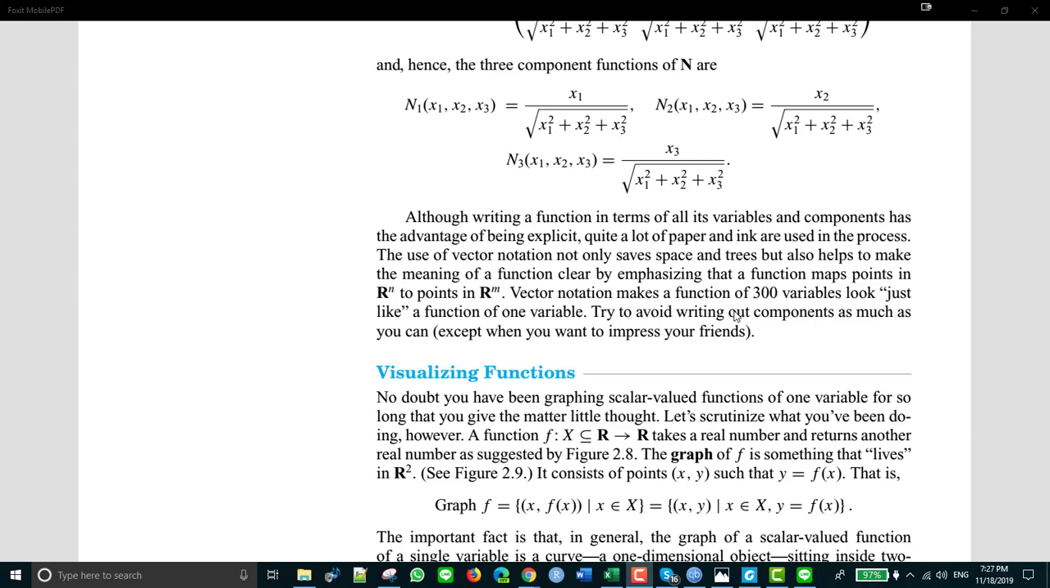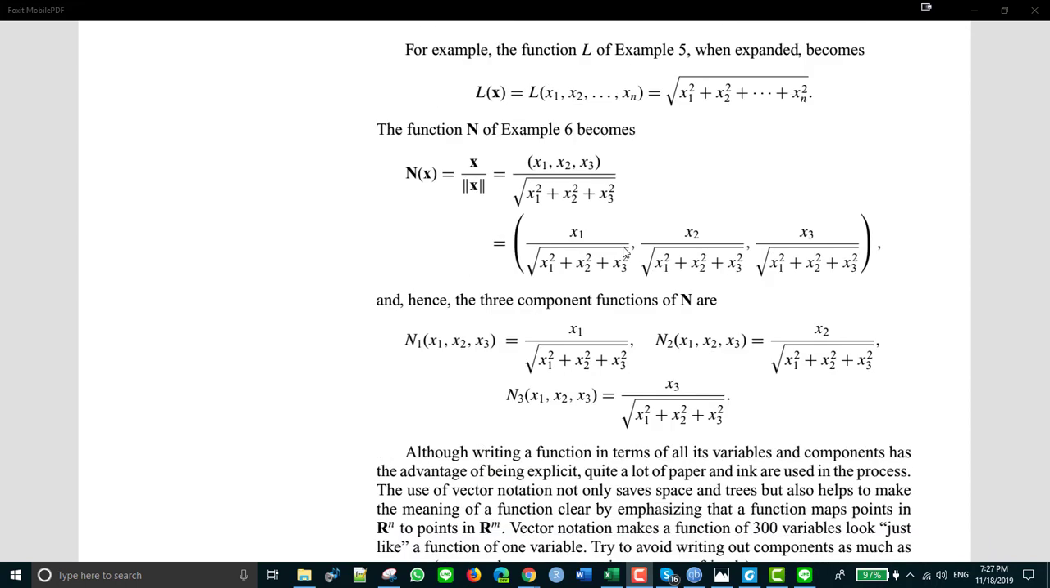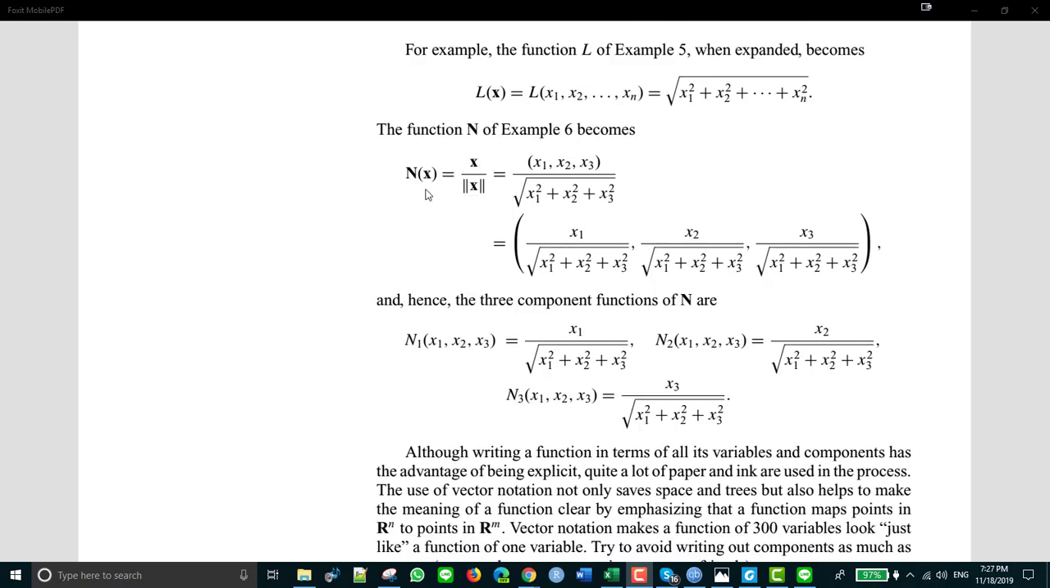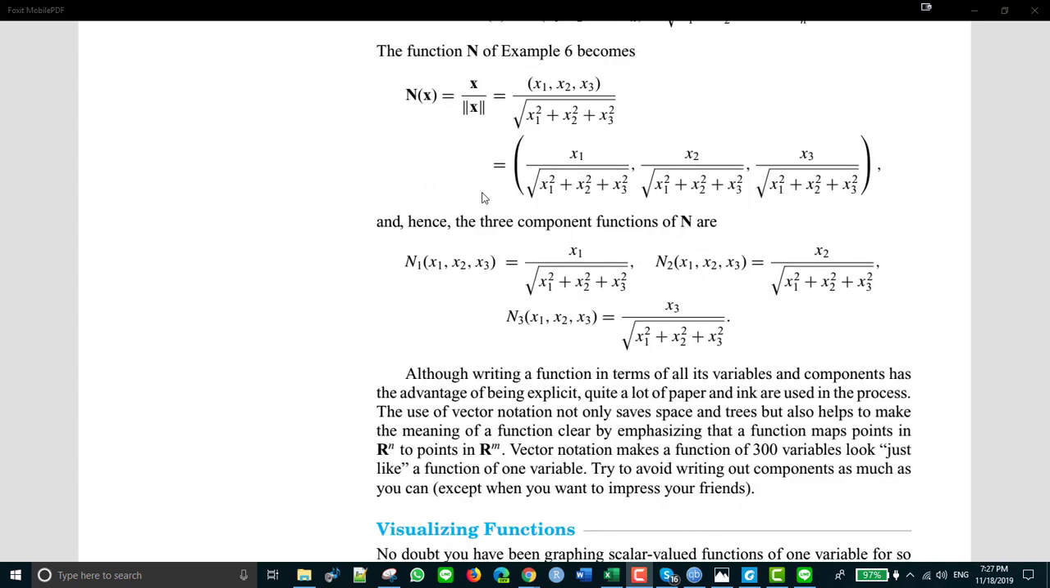Vector notation makes a function of 300 variables, so this could be a function of 300 variables because x could be from R300, look just like a function of one variable. So it still kind of looks just like a function of one variable, even though it's in R300. Try to avoid writing out components as much as you can, except when you want to impress your friends. Okay.